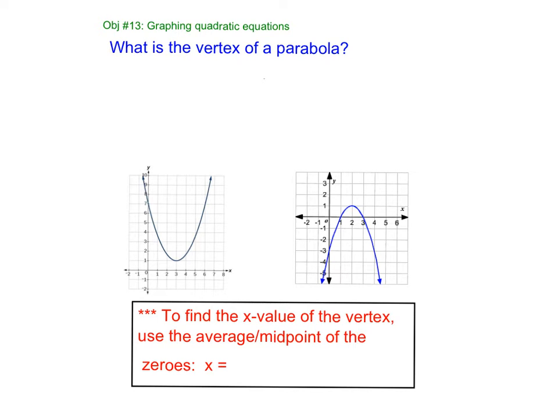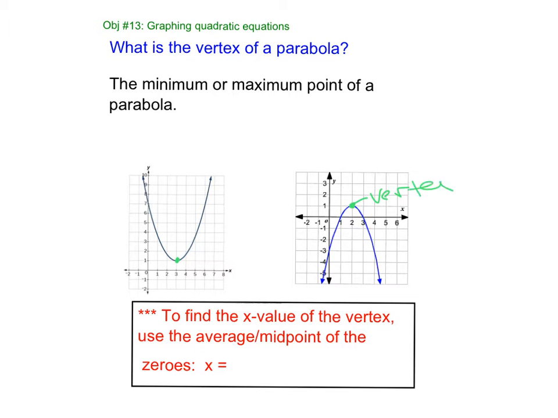What is the vertex of a parabola? The minimum or maximum point of the parabola. So we talked about this the other day. This minimum, this maximum, those are called the vertex. To find the x value of the vertex, use the average or midpoint of the zeros, which we just figured out. Negative b over 2a. So this negative b over 2a finds the vertex for us because parabolas are symmetric.